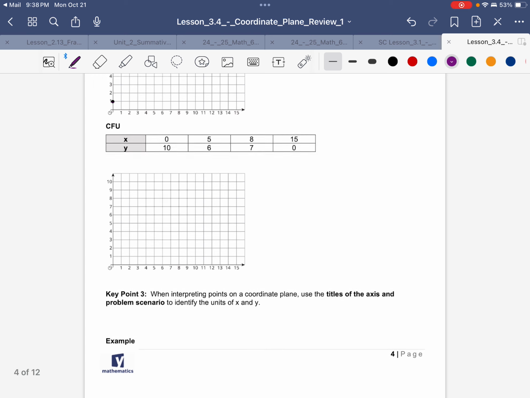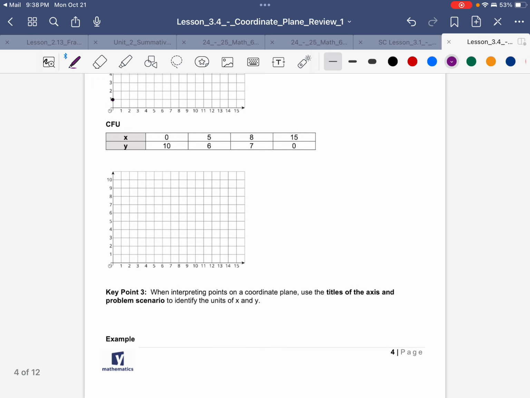Let's put ours on. First, make our point coordinates. So we have 0, 10. Notice how your coordinates, they go in parentheses. This one here would be 5, 6. This one would be 8, 7. And this one would be 15, 0. All right, so let's plot those.